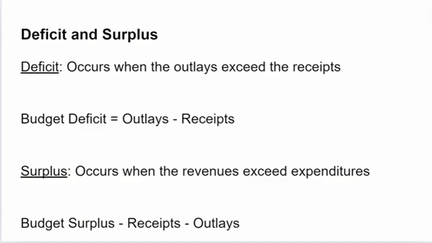Alright, now for deficits and surpluses. A deficit occurs when the outlays exceed the receipts, and a surplus occurs when the revenues exceed expenditures. And here are the formulas to calculate whether there is a budget deficit or surplus. Now let's move on to federal debt and public debt.